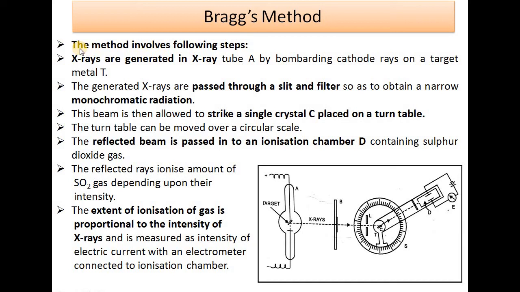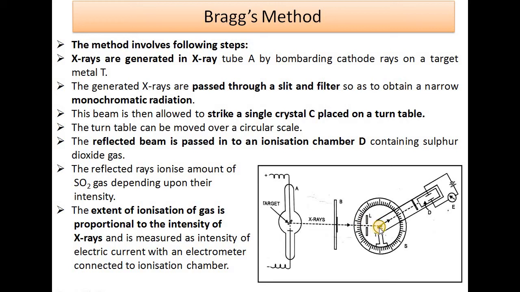Now, what are the various steps involved in this method? First of all, X-rays are generated in X-ray tube A by bombarding cathode rays on a target metal T. These generated X-rays are passed through a slit and filter so as to obtain a narrow monochromatic radiation. The beam is then allowed to strike a single crystal C.